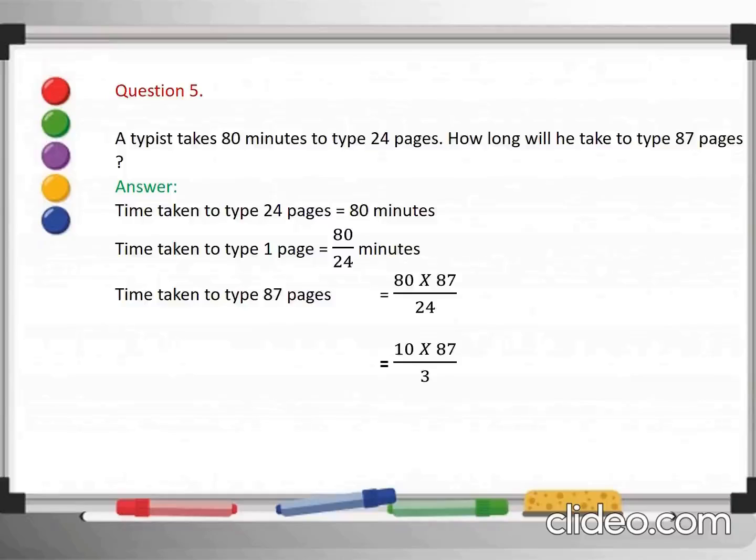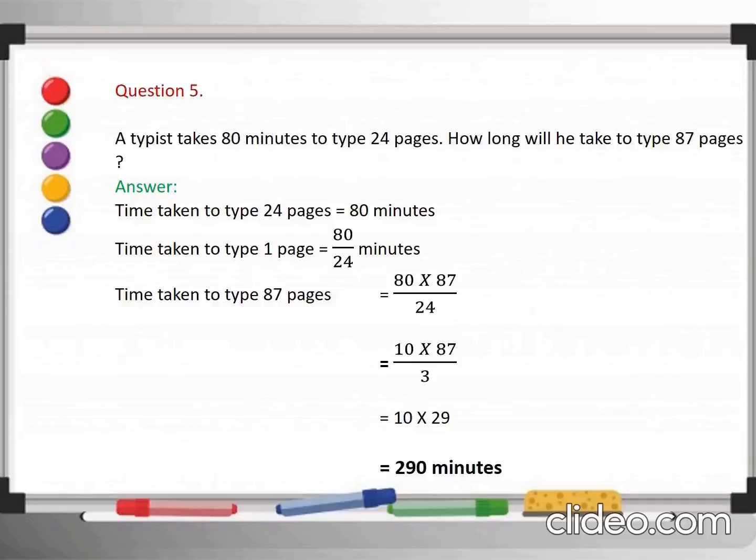We can further divide it by the 3 table. 3 ones are 3, 3 29s are 87. So 10 into 29 is 290 minutes. Therefore, time taken to type 87 pages equals 290 minutes.